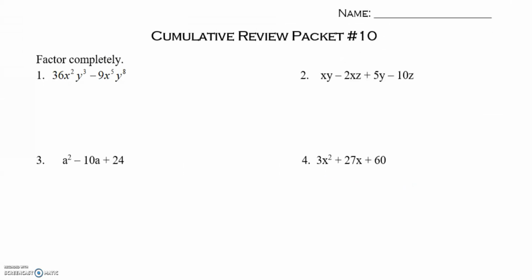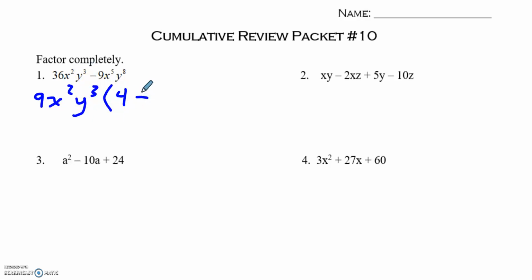First question, do I have a greatest common factor? Yes. I can take a 9 out of 36 and 9. I could take x squared out of both terms, and I can take a y cubed out of both terms. Then when I'm dividing and seeing what's left over, 36 divided by 9 is 4. 2x's out of 2 is gone. 3y's out of 3y's is gone.